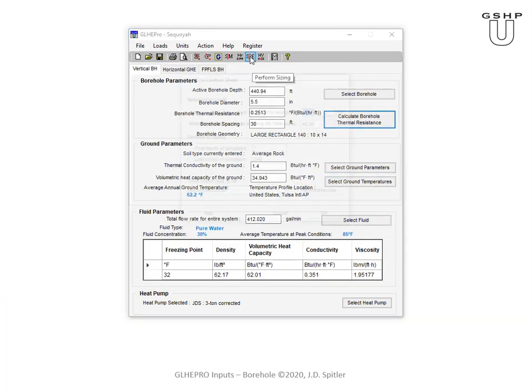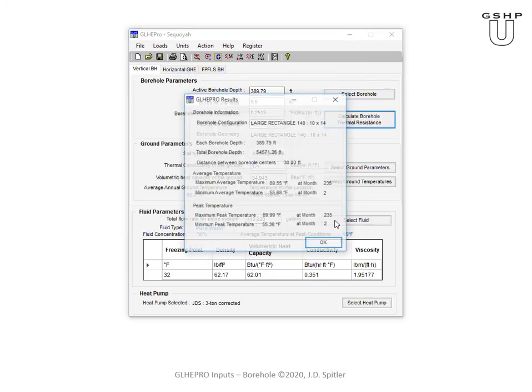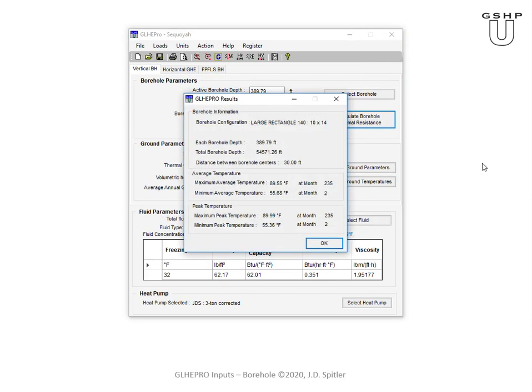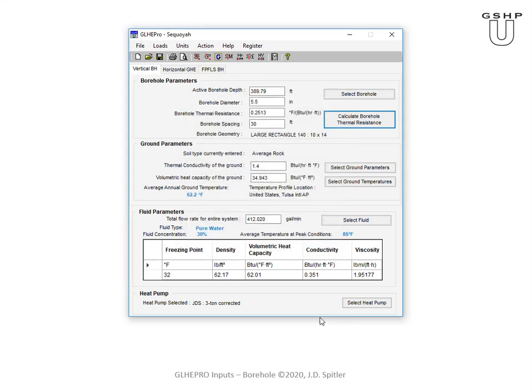So if we size based on that, now we're at 389.79 feet. So it's basically a 50-foot savings out of, say, 450. I think that should be around 11, 12% savings, something like that. We could try going to an even higher conductivity grout than that.